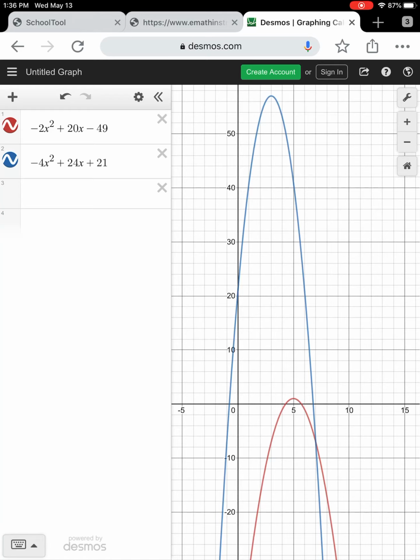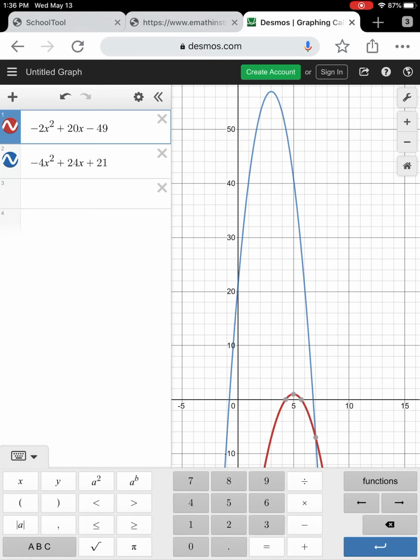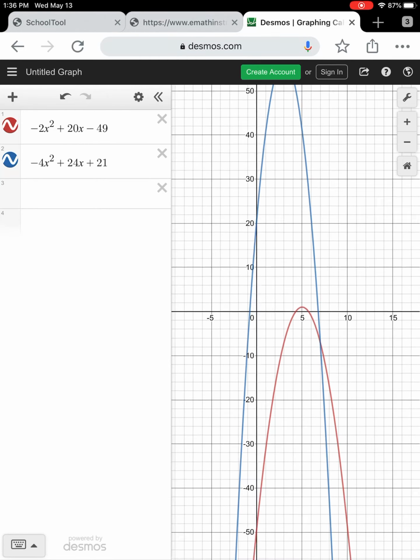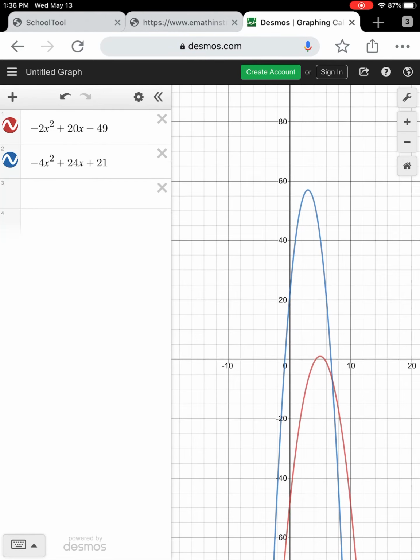So here it is, Desmos.com. And again, it's a super easy website to use. I've typed in my equations here, and you'll notice the calculator comes up on the bottom. There was my first one, and here was my second. And if we're looking at it, my red graph actually has an axis of symmetry right along x is equal to 5. Now, with that being said, we don't want that to be the axis of symmetry. We want it to be x is equal to 3.